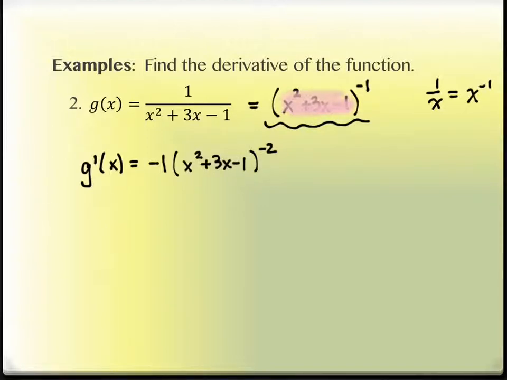It's super tempting to take the derivative inside there as well. Super tempting. But we don't. We leave the inside the same. We take the derivative on the outside. So what then is the derivative of the pink part, the inside part? 2x plus 3.